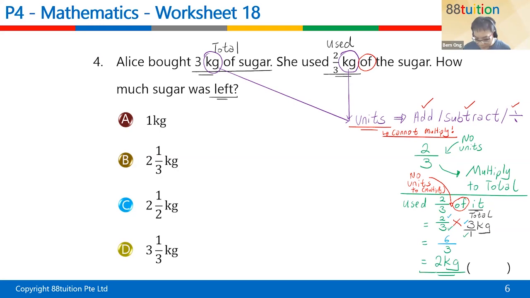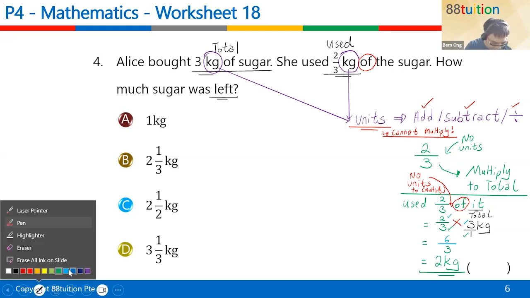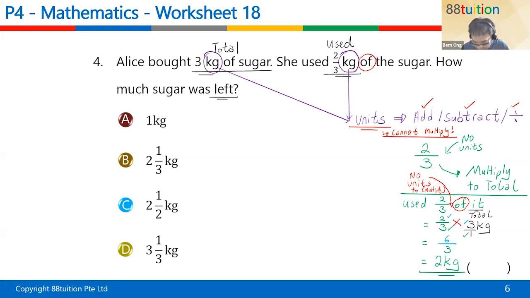So in front, there are no units. There are no units in front. But you try to convert it so that it becomes with units. So no units becomes with units. When you multiply by the total, you are actually making the no units become with units.